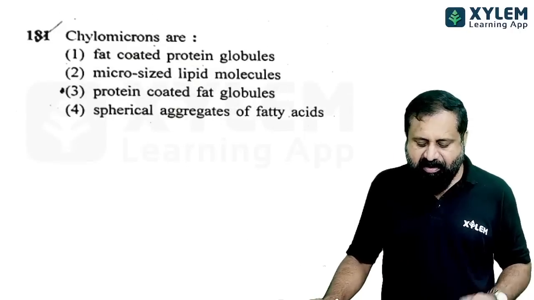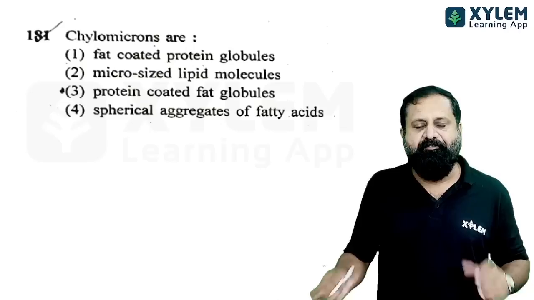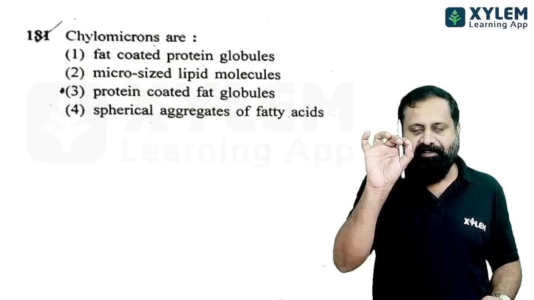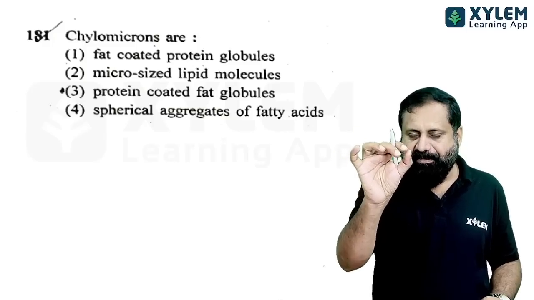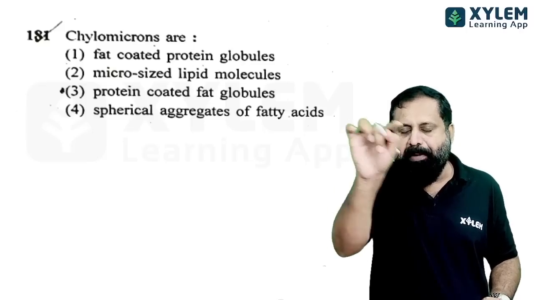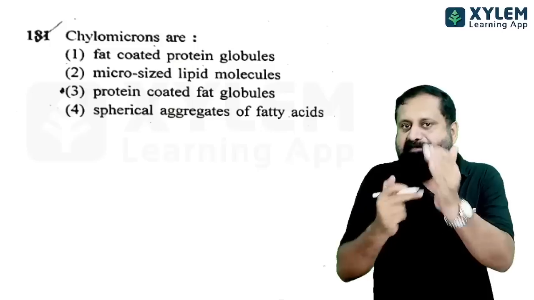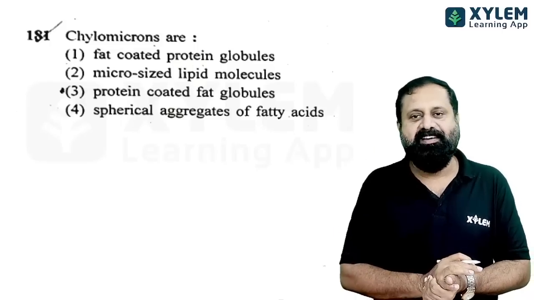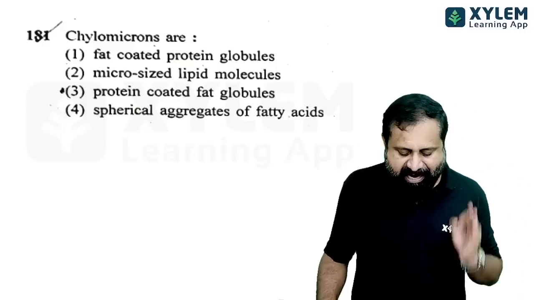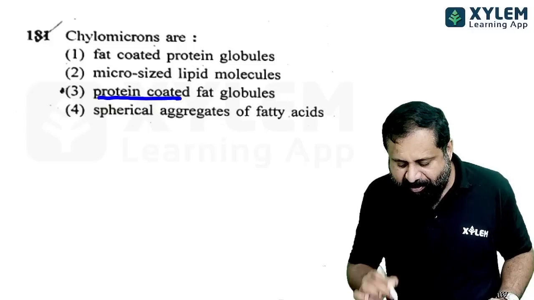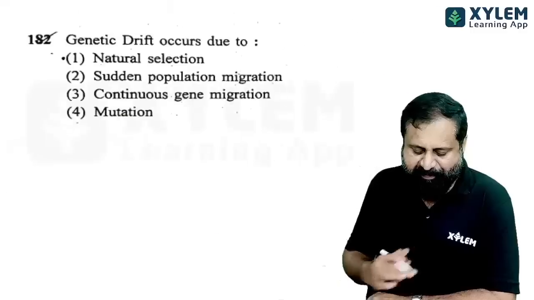181. Chylomicrons are digestion and absorption. What are chylomicrons? The fat is absorbed in the form of, what is that? Micelles. Micelles means fatty acid plus glycerol covered by bile salt. Okay, so this micelle is again covered by protein. It is called a chylomicron. It is absorbed by the lacteal of the villus. So here the right answer is protein coated fat globules. So 181, 3 is the right answer.